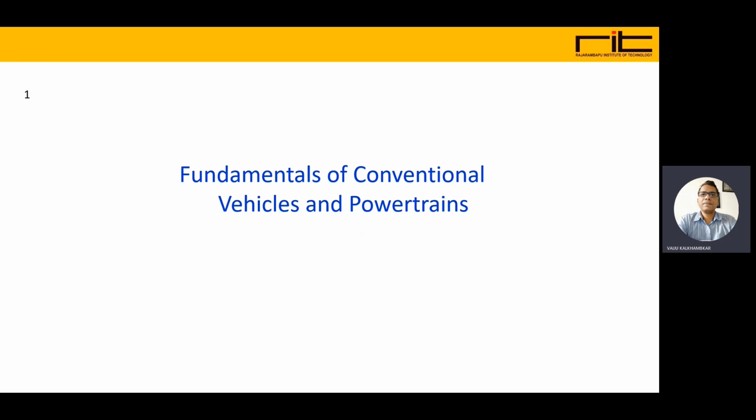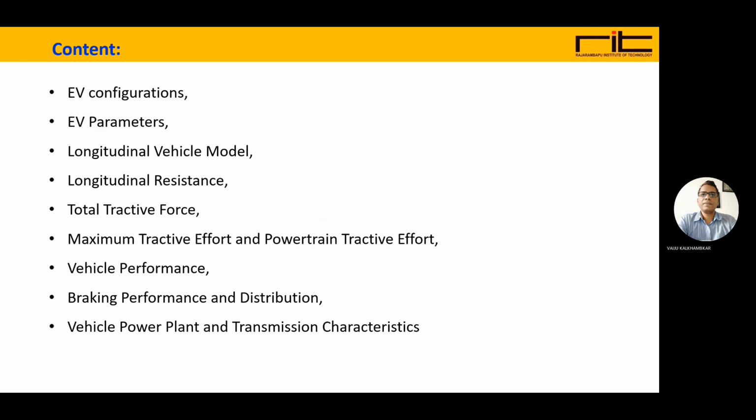Fundamentals of conventional vehicles and powertrains. In this chapter, we'll discuss electric vehicle configurations, electric vehicle parameters, vehicle model, resistances, tractive force, vehicle performance, braking performance and distribution, vehicle power plant and transmission characteristics. So we'll discuss the vehicle dynamics in this chapter in detail.